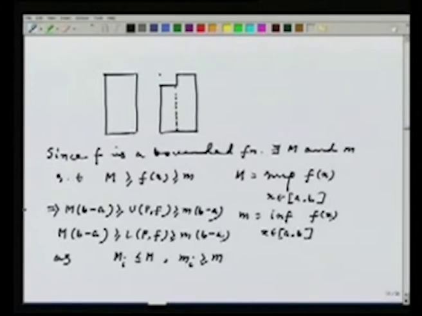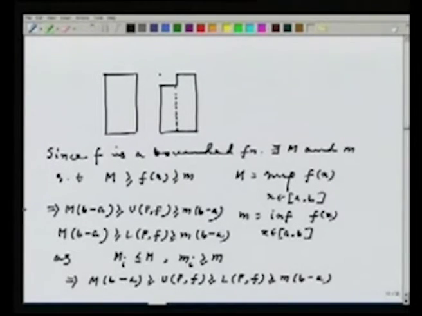Now, this would then imply that capital M into (b minus a) is bigger than or equal to UPF, which I anyway know is bigger than or equal to LPF, but LPF, which is constructed out of mi's, is certainly bigger than or equal to little m into (b minus a). This is how we get this, which is going to be very fundamental for us, because now I am going to define something called the upper Riemann sum.